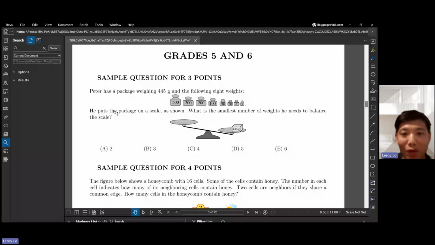500, 200, 100, 50, 50, 220, and then a 5. He put the package on a scale. As shown, what is the smallest number of weights he needs to balance the scale?